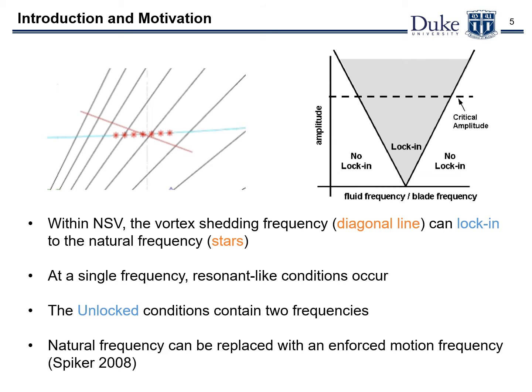The diagonal vortex shedding line locks in to the natural frequency when it approaches said natural frequency, as seen in the upper left-hand plot. While locked in, there is a single coherent frequency and resonant-like vibrations occur. However, when it is unlocked or farther away from the natural frequency, there are two distinct frequencies, that being the vortex shedding and the natural frequency. The size of the lock-in region is amplitude dependent, leading to a V-shaped region, such as the top right-hand plot. Now, the natural frequency can be replaced with an enforced motion frequency, such as during an aeroelastic experiment in a wind tunnel.